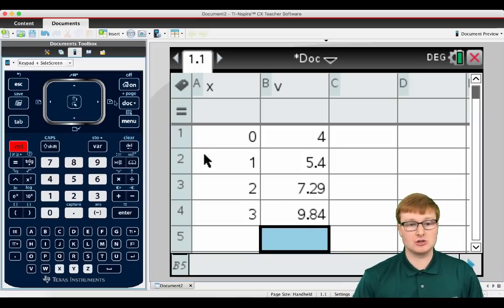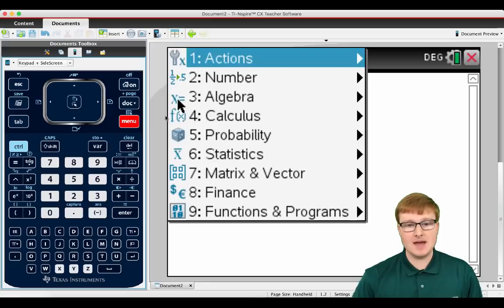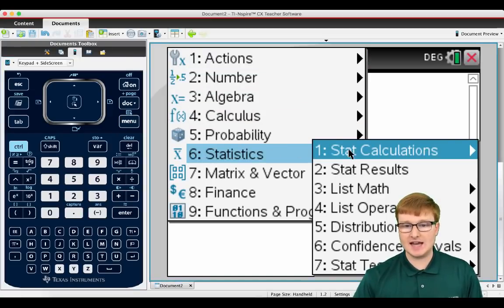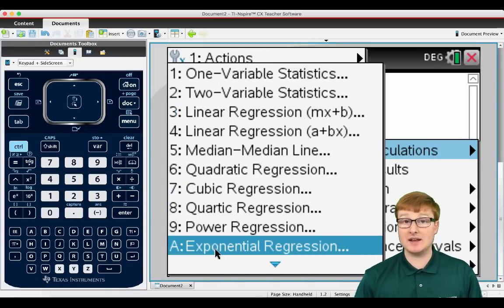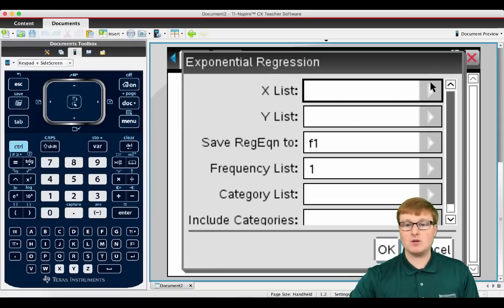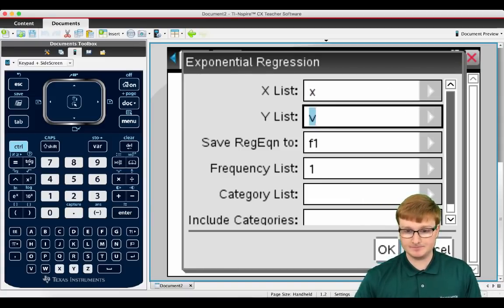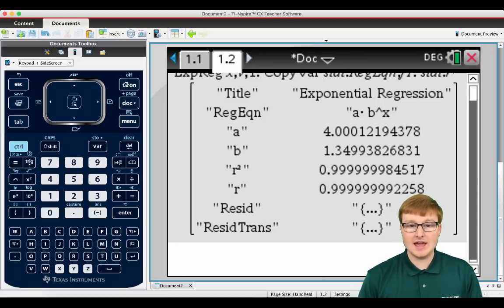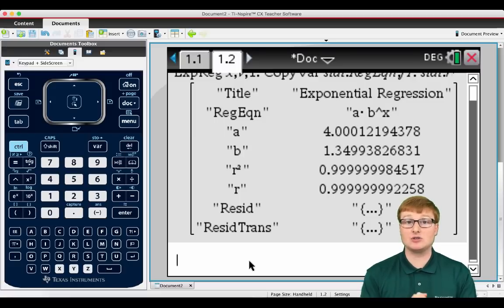So go to Control Doc, add a calculator, menu, statistics, stat calculations. We are going to go to exponential regression. Click on that. Our x list is going to be our x that we have, and our y list is going to be v. And we click OK. And this, ladies and gentlemen, is everything that we need for our exponential regression.